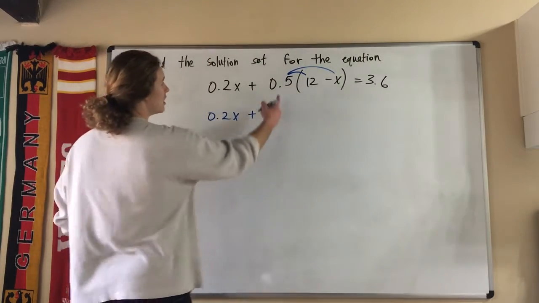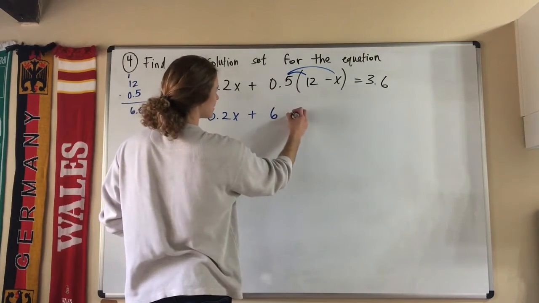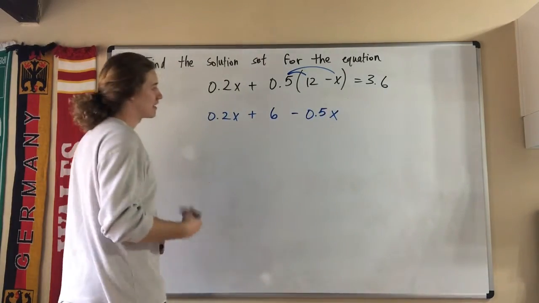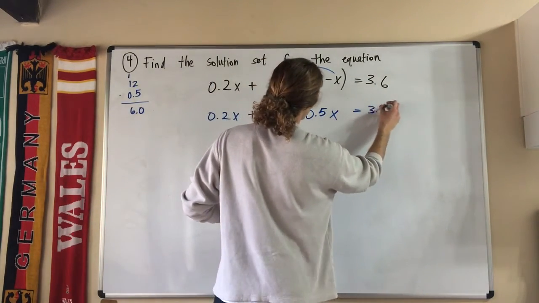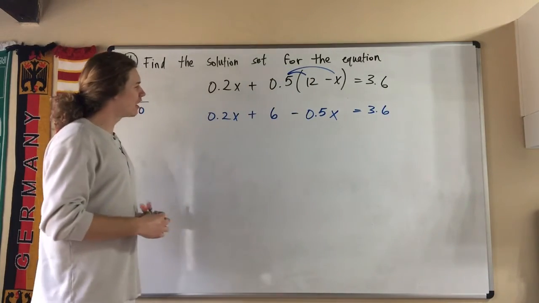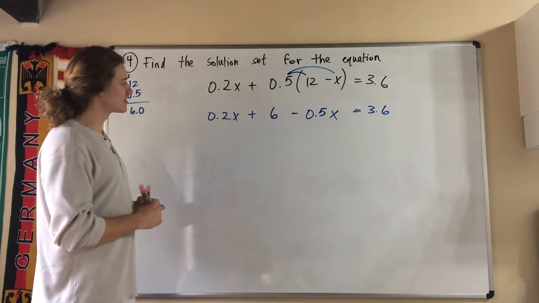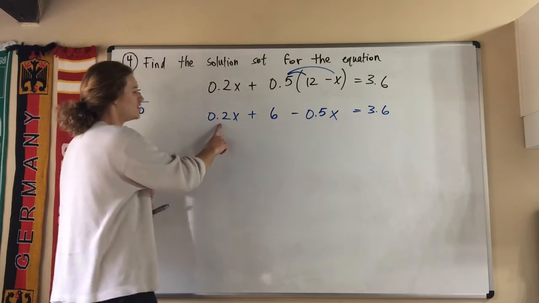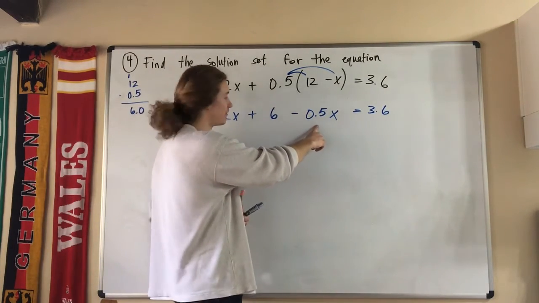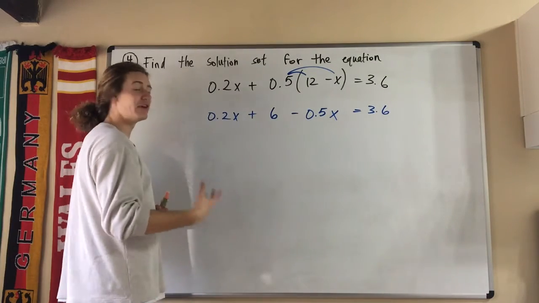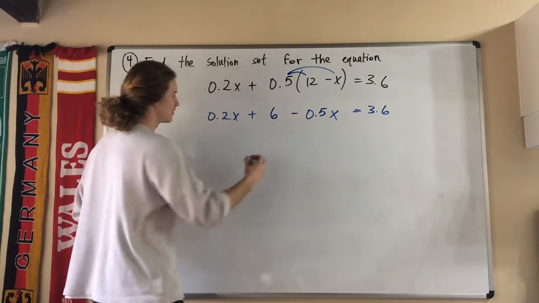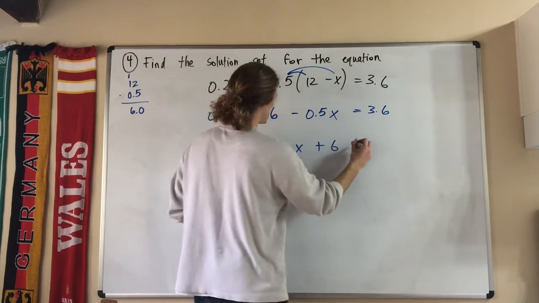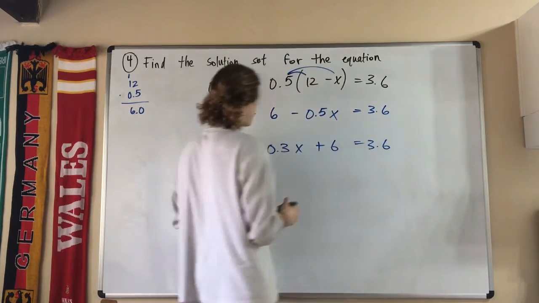Either way would work. 0.5 times negative x, hopefully you can see that is just negative 0.5x, and on the right-hand side we still have our 3.6. Alright, wonderful. What I'd like to do now is combine like terms, because anytime we can do that, we should. It makes it a lot simpler. 0.2x and negative 0.5x, what are those combined to be? Negative 0.3x. So negative 0.3x plus 6 equals 3.6.